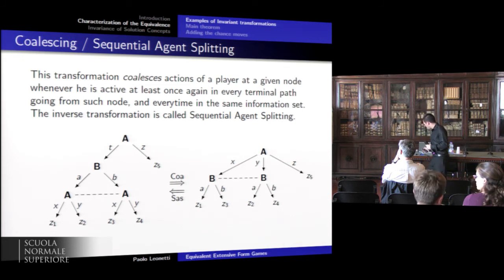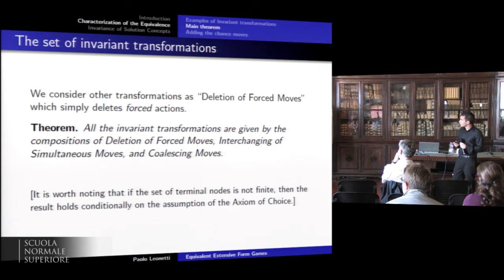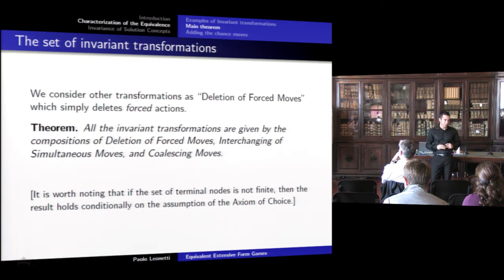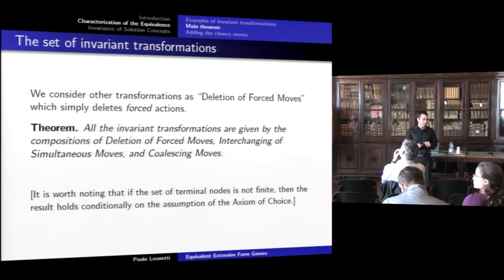And the main result of this presentation is that two game structures share the same reduced normal form if and only if one can be transformed into the other through a sequence, a composition, of these three basic transformations. That is deletion of forced moves, the first one, or interchanging, that is this one, or coalescing moves. And there are no other transformations which preserve the reduced normal form with respect to terminal paths.